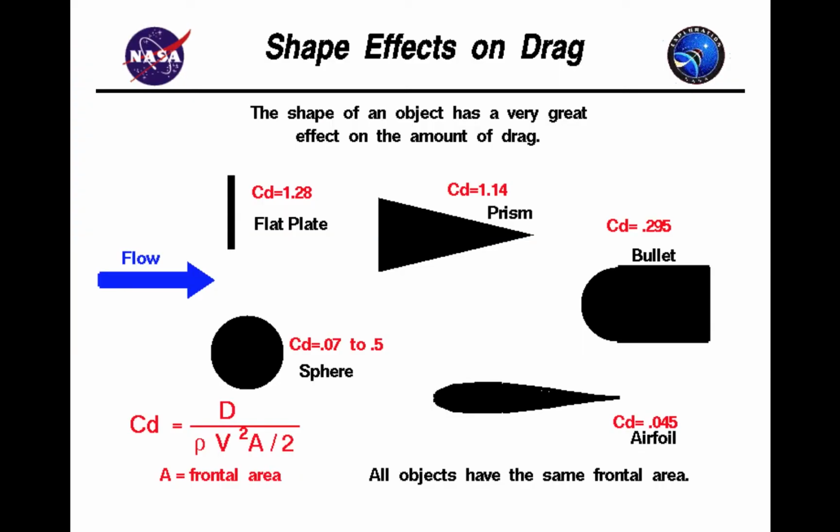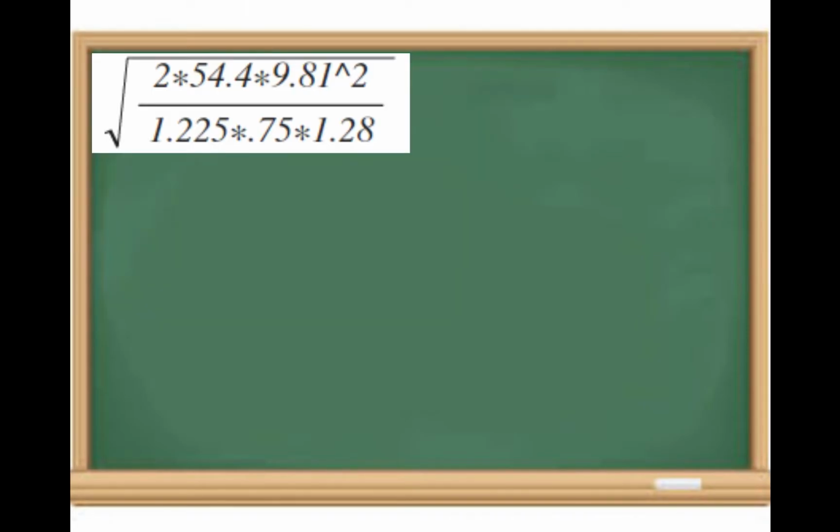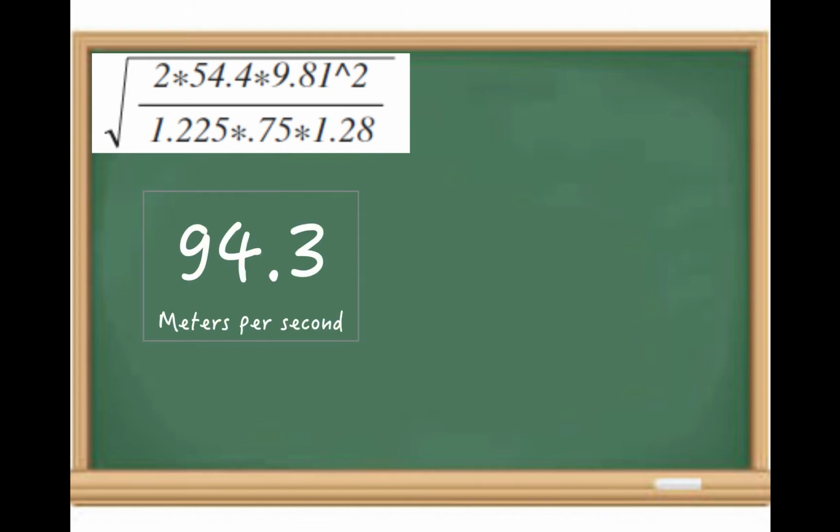However, we can use some rough estimates. Here's a chart giving the shape effects of drag on most common objects. My falling body is rather similar to this here, a flat plate falling. We're going to give myself the drag coefficient of a flat plate, 1.28. So now all we got to do is plug these into the equation and then solve. The grand total is 94.3 meters per second, or somewhere around 210 miles an hour. So that's great, 210 miles an hour.